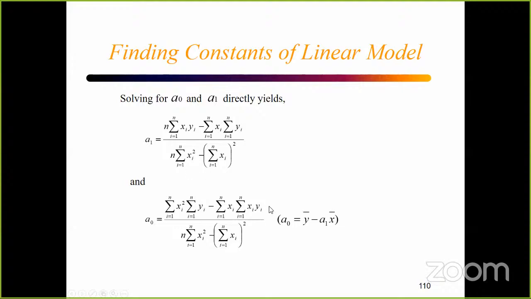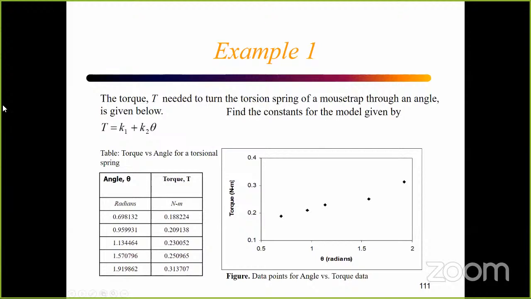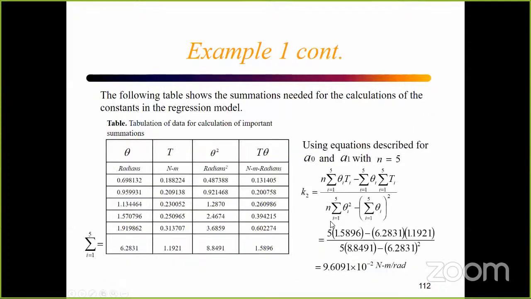If you do like this, take another example. The torque needed to turn the torsion spring of a mouse trap through an angle is given in the table. Find the constants for the model, torque equals k1 plus k2 times theta. These are the values, which if you plot, how does one estimate?